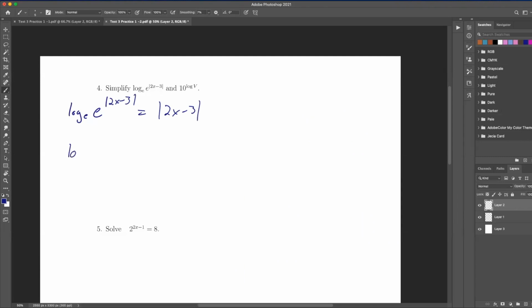For this one, log with nothing on it means log base 10. So 10 raised to the log base 10 of b, if I'm raising to that power and taking that log, they just cancel and I get b. And so these are just asking the same question. You'll see a couple of these on the exam, not the homework. So that's all it is. It just wants you to invoke the inverse rules.